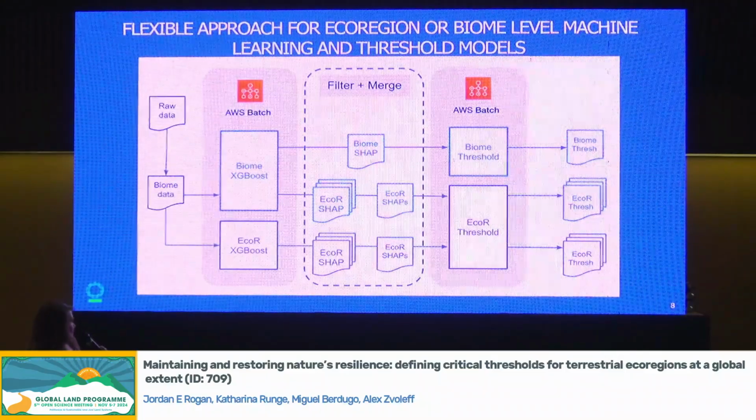And so this is just a schematic of the approach that we've been developing. Essentially, there are 3 different scales that you can assess this at in our modeling approach, and it integrates with Amazon Web Services, a cloud platform, for efficiency. Essentially, you can train the models at the biome level to get biome thresholds, at an ecoregion level to get ecoregion thresholds, or train at the biome level and derive thresholds for individual ecoregions.